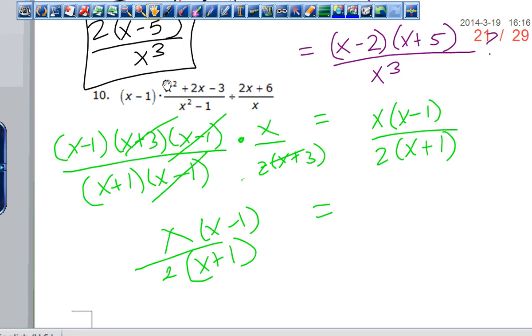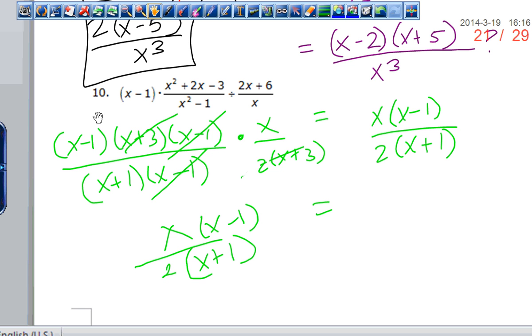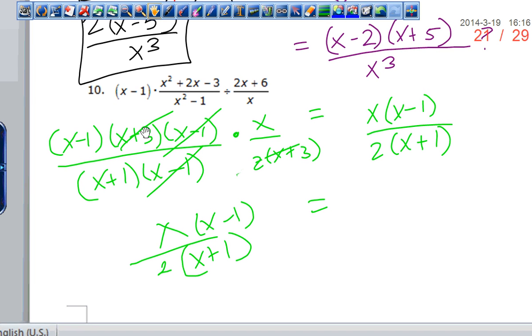And then number 10, here's your answer. You've got x minus 1, so that's where this one comes from. Factor it, that remains on top. On bottom, you've got difference of squares. There's a lot of difference of squares here. Flip this, the x plus 3's cancel out, the x minus 1's cancel out. So you're left with x and then x minus 1 and 2 over x plus 1.